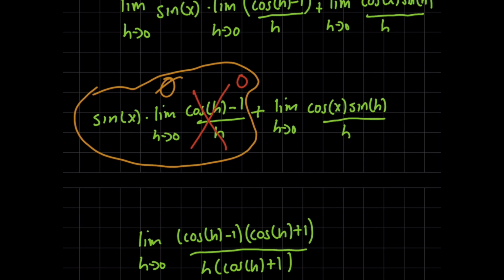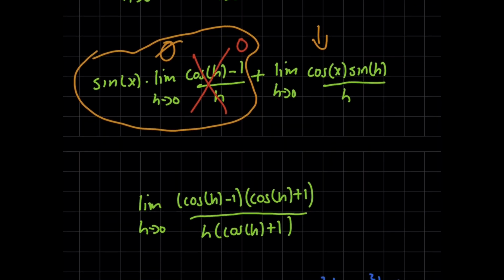Leaving us with just this right here to prove that it's going to simplify to cosine of x, because we're trying to show that the derivative of sine of x is going to give you cosine of x. So I'm going to go ahead and write that down.